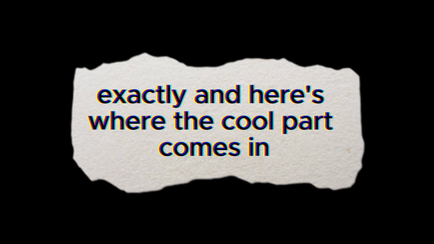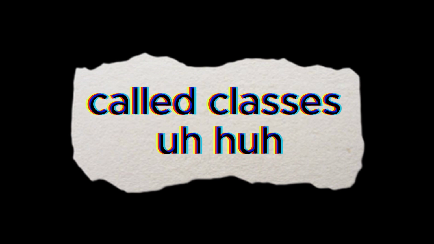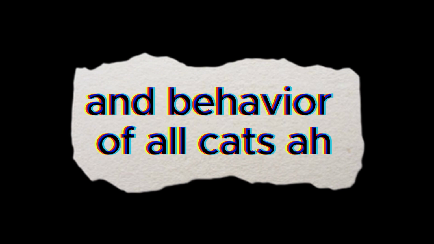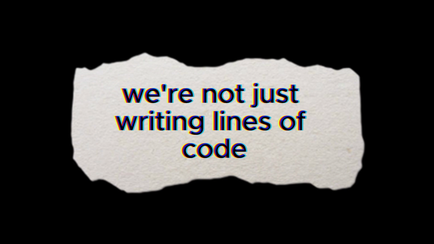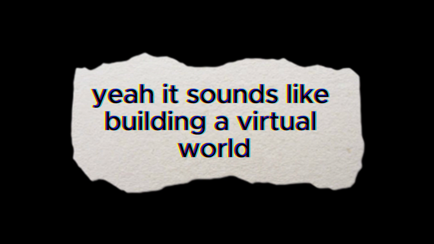Exactly. And here's where the cool part comes in. These objects are created from blueprints called classes. A cat class would define the basic structure and behavior of all cats. Ah, so that's where the object-oriented part comes in. We're not just writing lines of code, we're creating these objects that interact with each other. It's like building a virtual world.